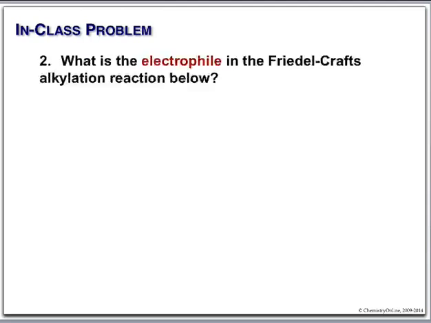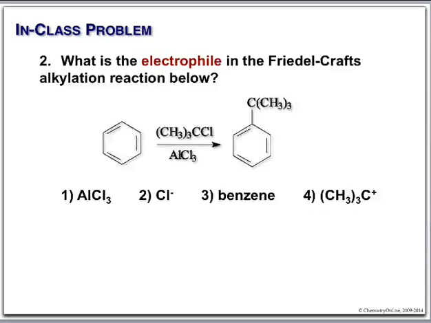All right, the next one. Here we're doing a simple Friedel-Crafts alkylation. The question is, what is the electrophile in this reaction? Well, the electrophile is something that's looking for electrons, right? Chloride is certainly not looking for electrons. Benzene has them. This is the Lewis acid, isn't it? So by default, it's got to be this guy.